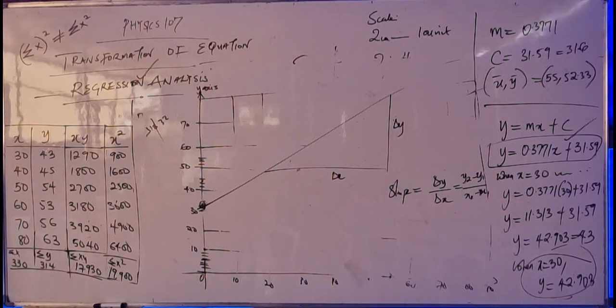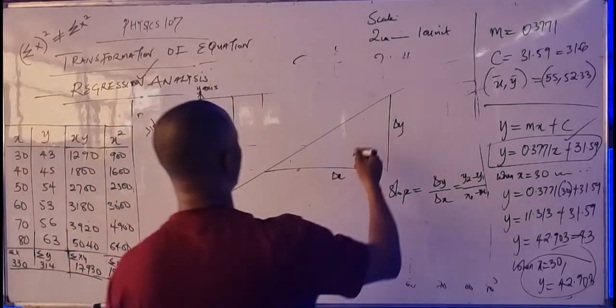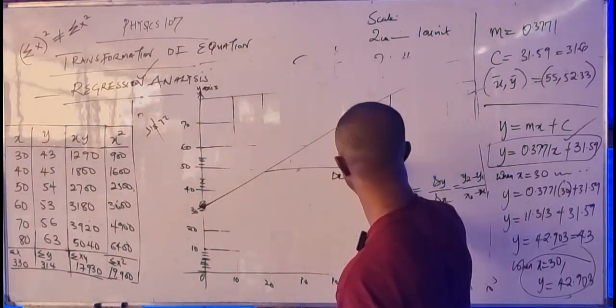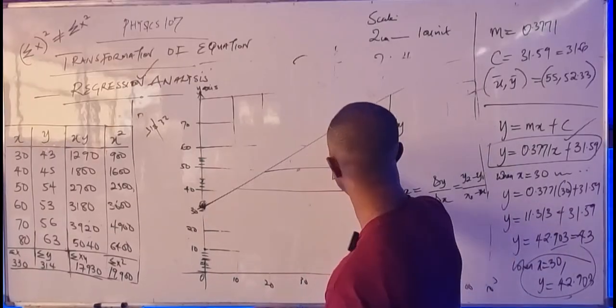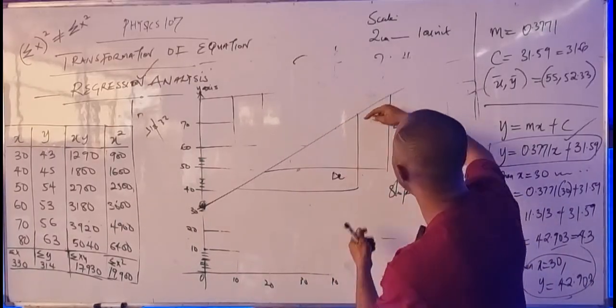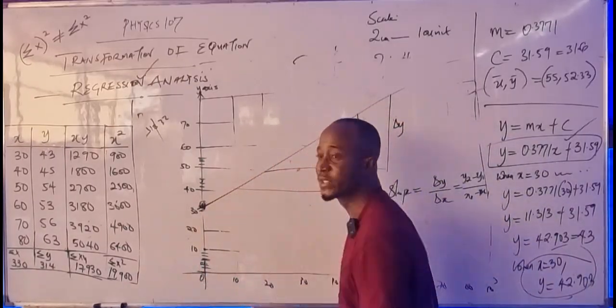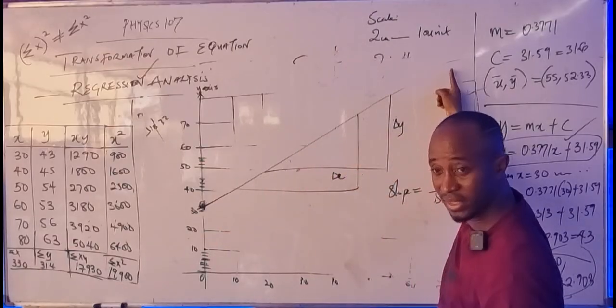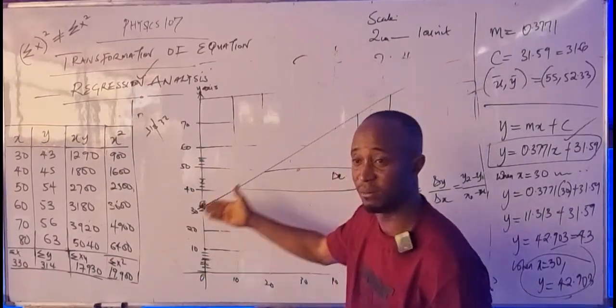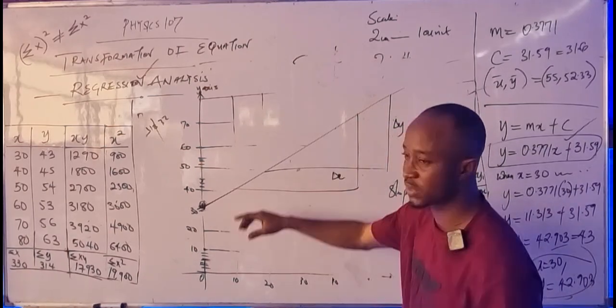You can choose any point. It must not be here and here; it can be here and here. It can be this way. Are you getting what I'm saying? But any point you choose on this line must give you equal slope, because it's a straight line. It's a straight line that forms the slope, so every point must have equal slope on the graph.